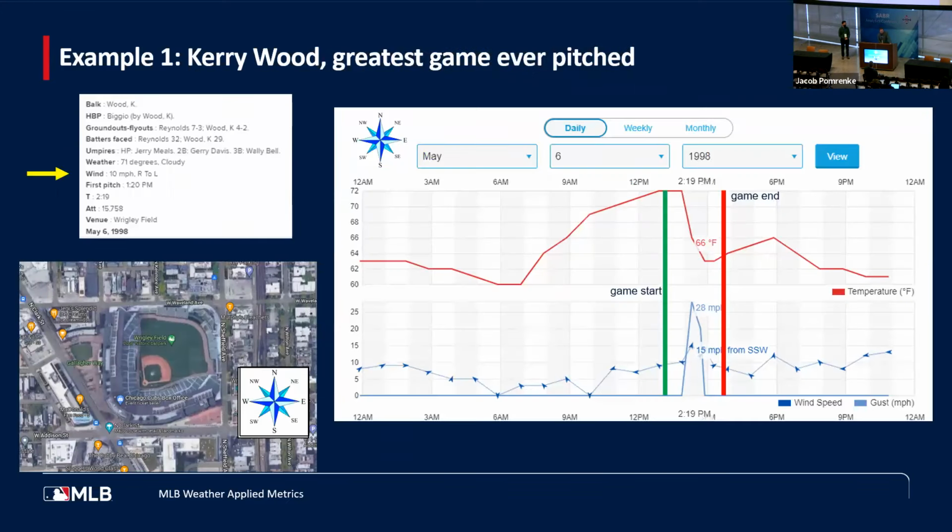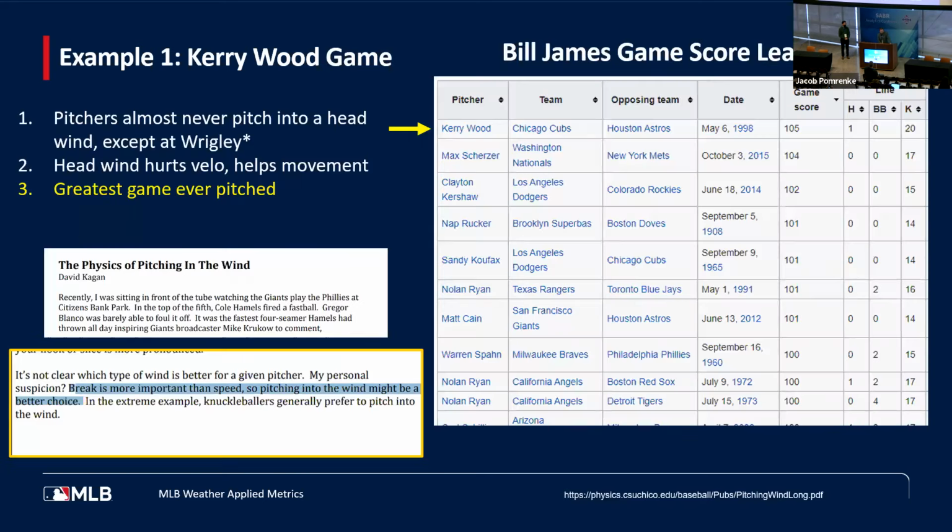Let's look at the wind. This is May 6th, 1998. Let me go back to this slide. This is the Bill James game score leaders on your right here. And let me say this carefully, but I have confidence in the game score because Kerry Wood's game is number one.